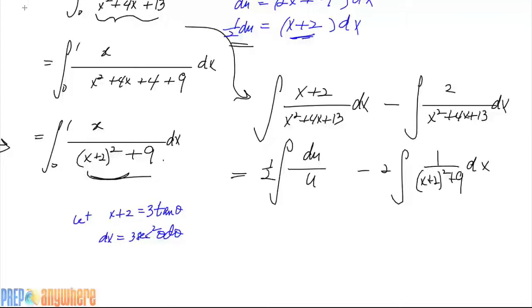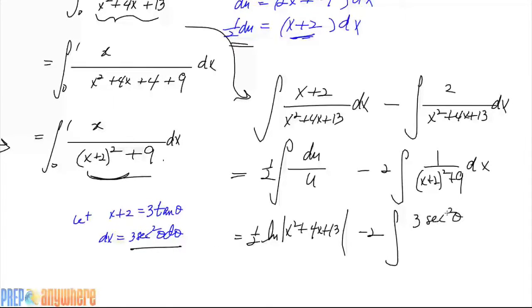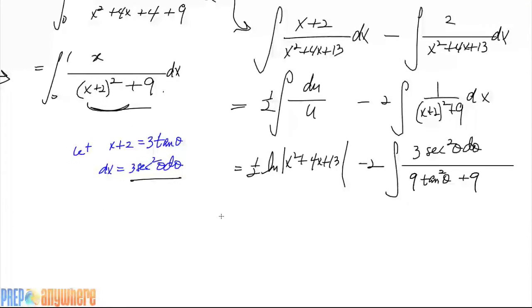So this first part is just going to be half of ln of the absolute value of u, which is x squared plus 4x plus 13, minus 2. dx can be replaced with 3 secant squared theta d theta. And x plus 2 will be replaced with 3 tangent theta squared. So we're going to get a 9 tangent squared theta plus 9 here. All right, so let me continue here.